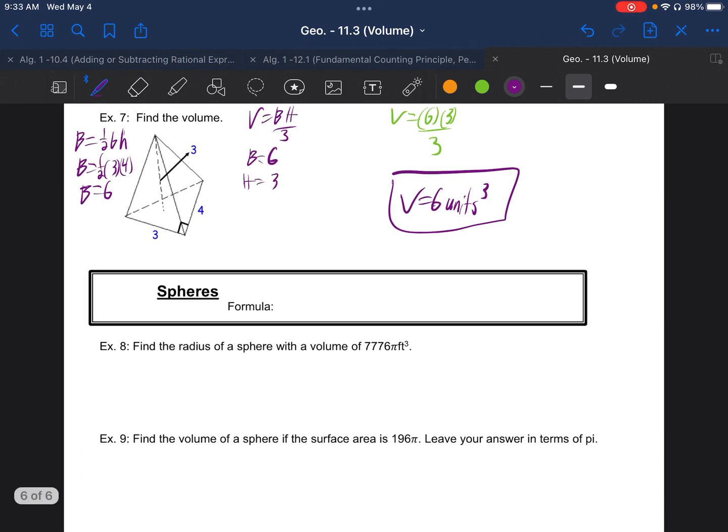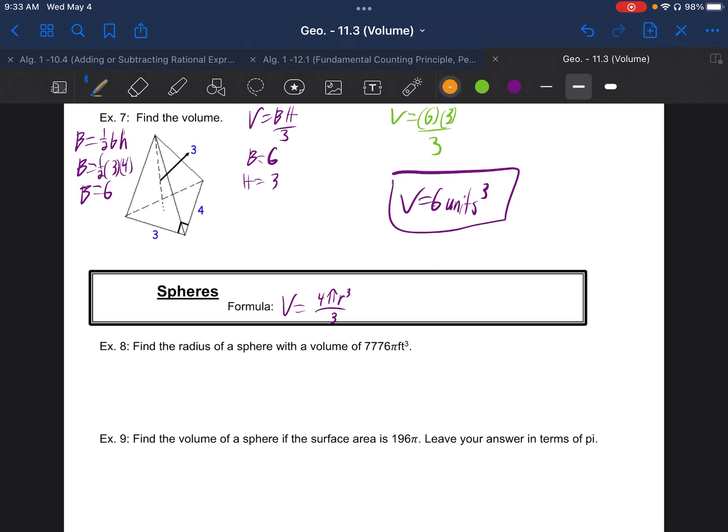Last but not least, we have the formula for a sphere. So a sphere, the volume is 4 pi r cubed over 3. That's a unique formula, 4 pi r cubed over 3. Example 8, find the radius of a sphere with a volume of 7,776 pi cubic feet.